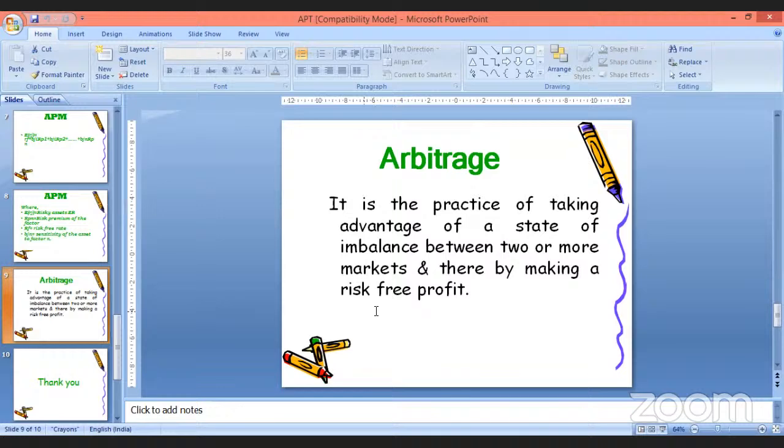Arbitrage means taking advantage of a state of imbalance between two or more markets, for example the India market and the USA market. Let's say in the USA market, assets are lower risk but give higher return. But in the India market, assets are riskier but give a lower rate of return.